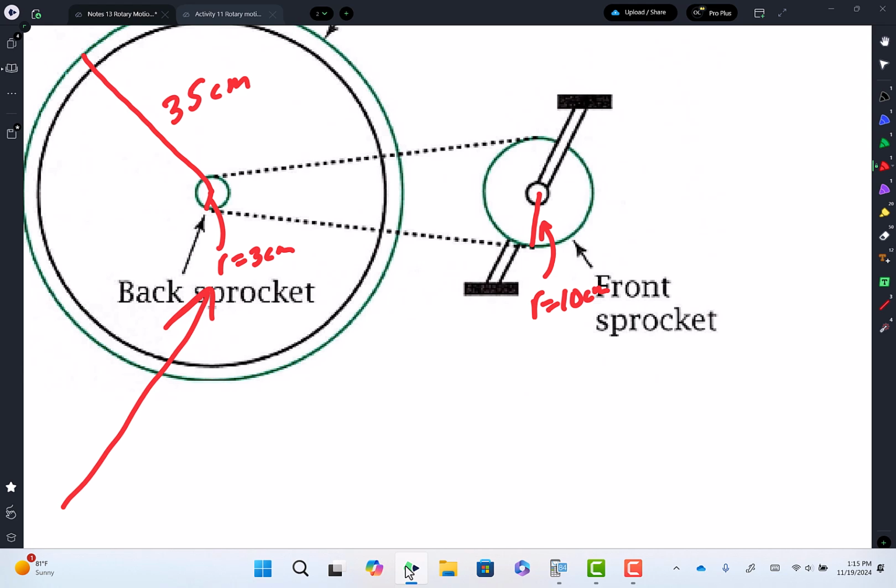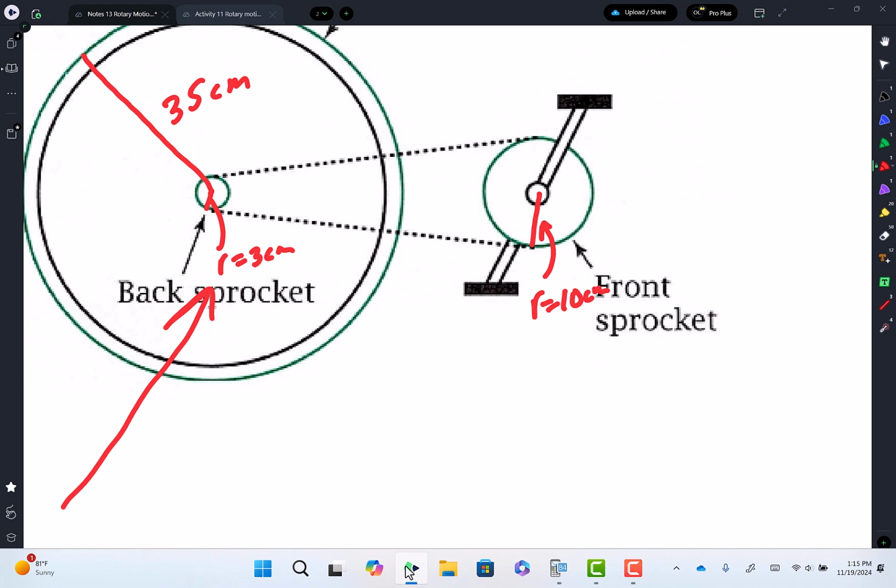You see this and you see this back sprocket? They're both connected by a chain, right? So I'm going to figure out the scale factor for this. See, the radius is 10. I'm going to figure out the scale factor between the big one and the little one. So I'm going to go 10 divided by 3. This is from geometry.